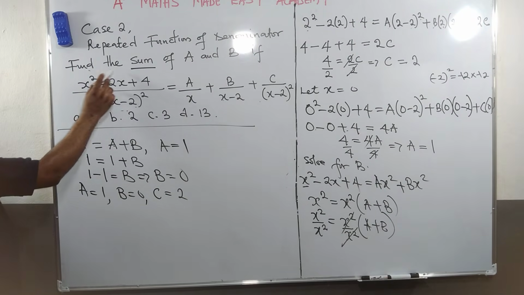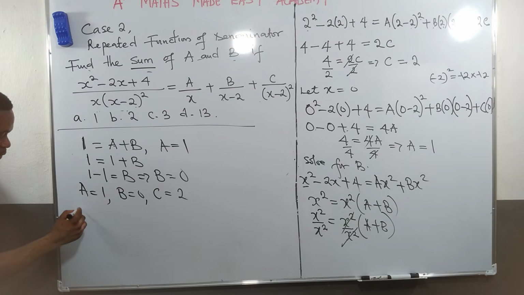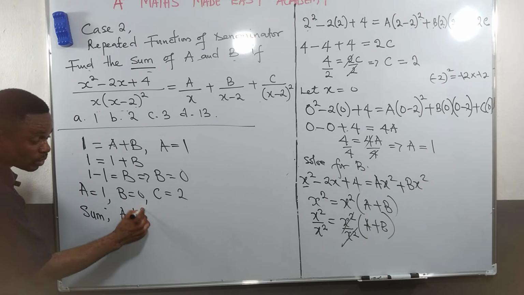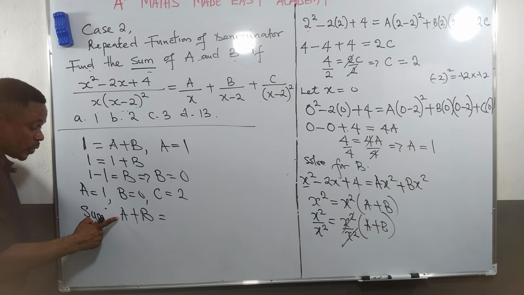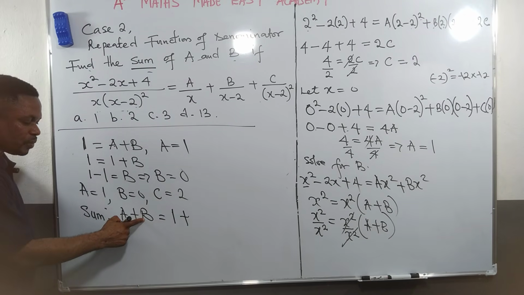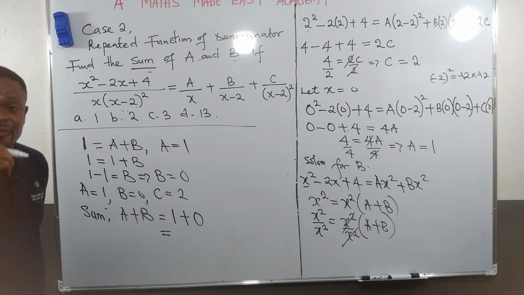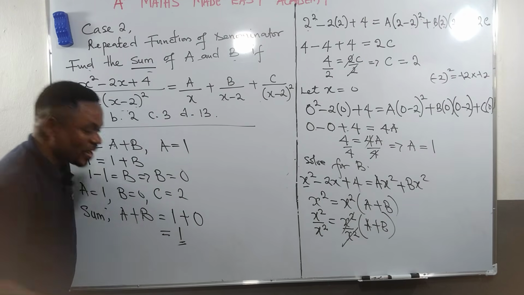Look up. Find the sum of A and B. The word sum, they said A and B, which is A plus B. So this is now equal to, do we know A? Yes. A is 1. Plus, do we know B? B is 0. Finally, 1 plus 0 will give you 1. So 1 is the correct answer.